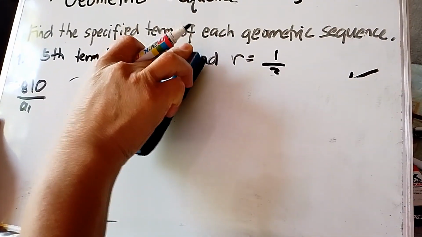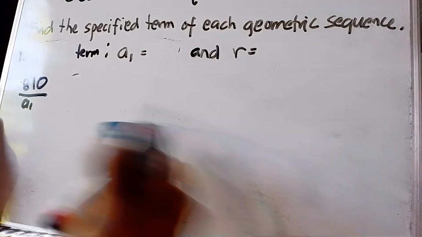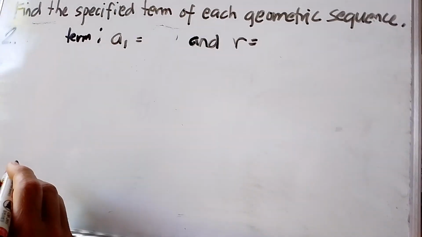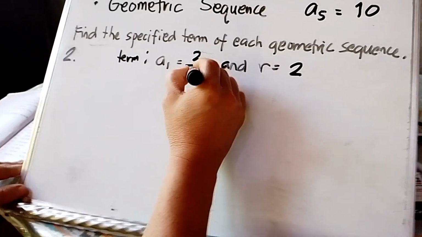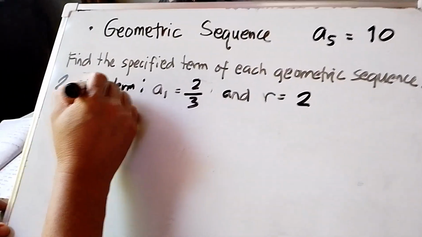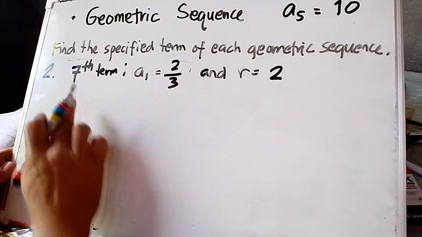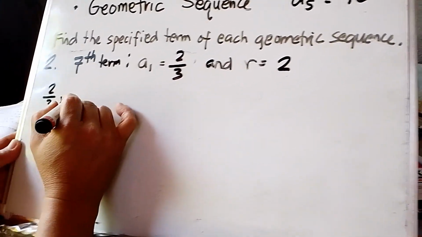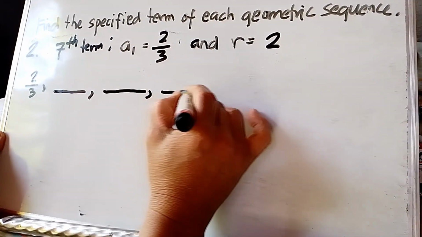I need to change this one, the a1, the term, and then the common ratio. So this is number 2. Number 2, the common ratio is 2. And then my a sub 1 is 2 over 3. And then, let's say this is the seventh term. So meaning, including a1, the last term is the 7th term. So I have here 2 over 3. And then I need how many lines? I need 6, right?